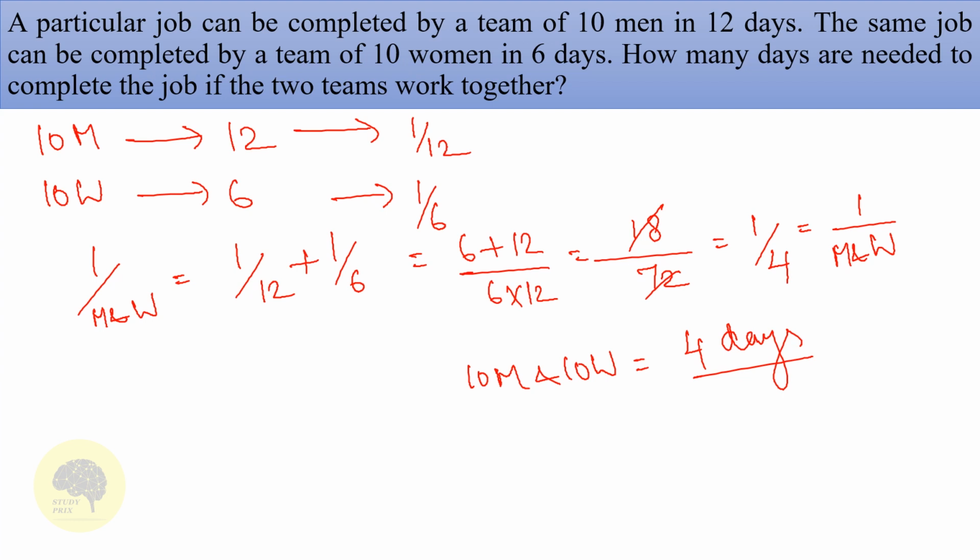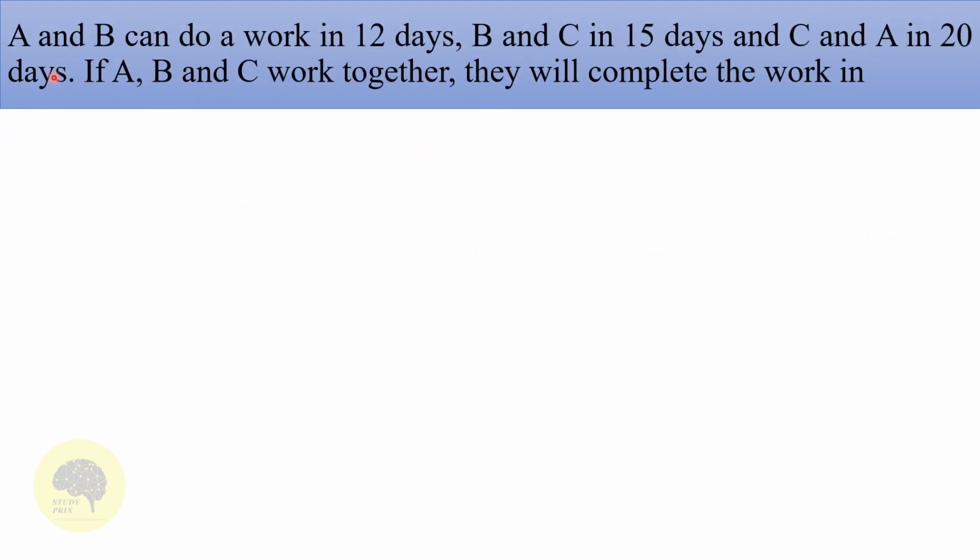Okay. Coming to the next question. A and B can do the work in 12 days, B and C in 15 days, C and A in 20 days. If A, B and C work together, they will complete the work in... We have to find out the work done by A, B and C together. First, let's store the data from the question.